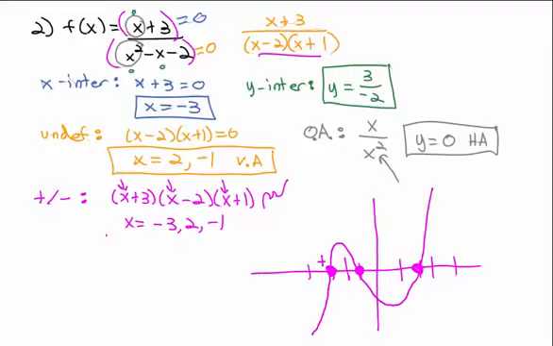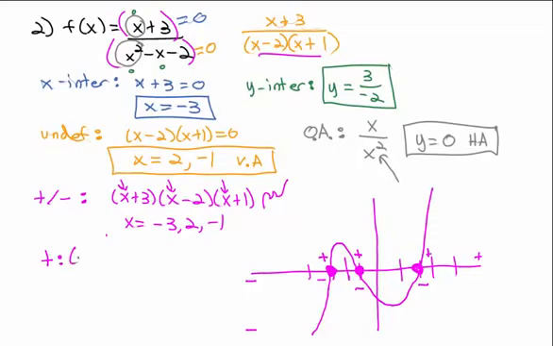Whoops, no it's not. Let me try again. The graph is negative from negative infinity to negative 2. Then it's positive from 2 to negative 1. Then it's negative from negative 1 to 2. And then it's positive from 2 to infinity.